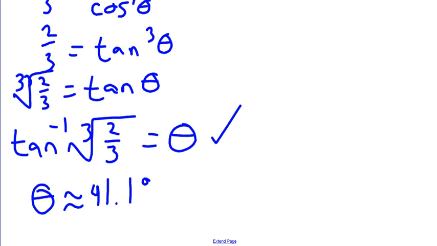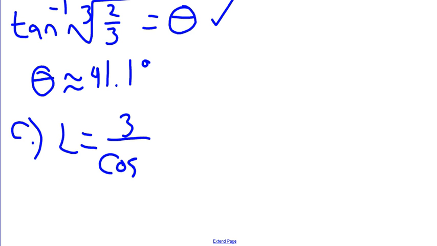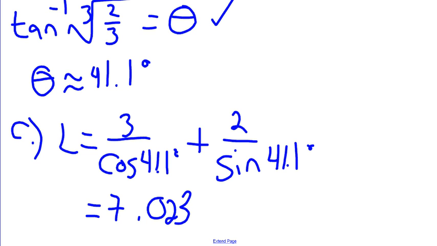Now, if you're doing this problem on the actual test, make sure that you store the exact value until the very, very end. If they just wanted to know what theta was, that's your answer, 41.4 degrees. But now you've got to take that value and plug it back in because they want to find the length. So that's what part C is asking for. So the length is 3 divided by the cosine of 41.4 degrees plus 2 over the sine of 41.4 degrees. And when you type that into your calculator, you get 7.023, and that would be meters.